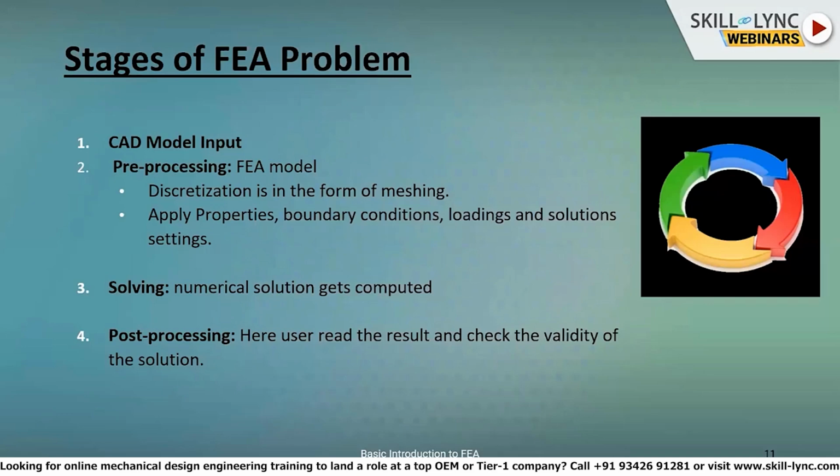Then in post-processing, we review the results and validate the results. If we find the stresses are too high, or the results are not satisfactory and we have to make some design changes, then again you go back to the CAD cycle, and again go for CAD modification and pre-processing. So this cycle keeps repeating until you find the correct solution.